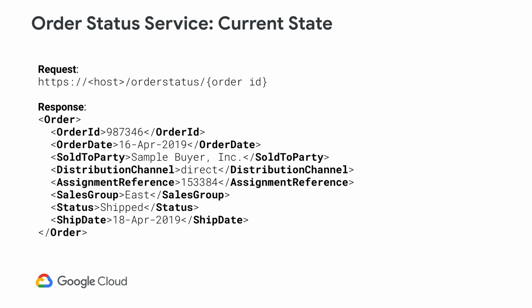I've built a basic order status service. This is the current state of it. So you call in the URL and you call order status, and at the end of that, you stick an order ID. And a response comes back and it tells you the status of the order.